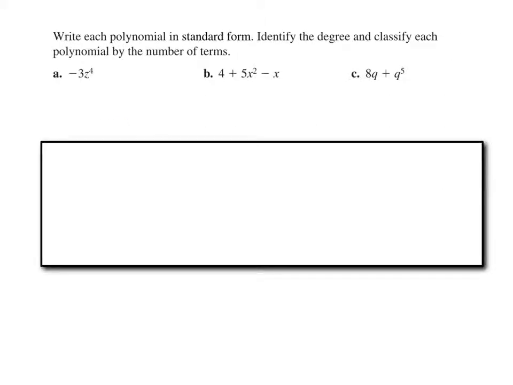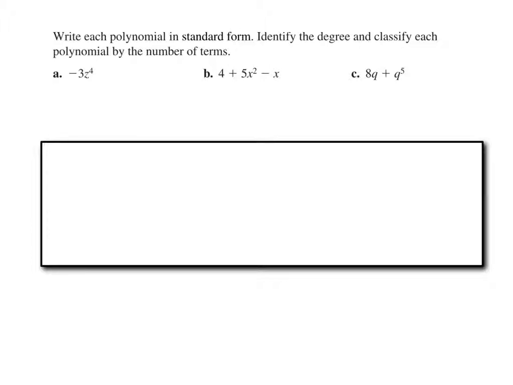Just a little bit more practice. Take each of these 3 polynomials and write them in standard form. Then identify the degree and classify each polynomial by its number of terms: monomial, binomial, trinomial, or if it doesn't apply, just a general polynomial. Pause the video so that you can complete this now.